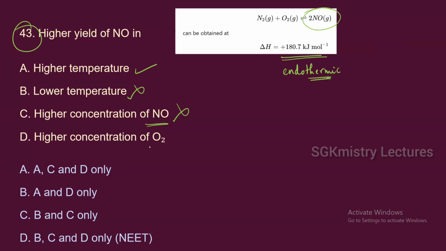Higher concentration of O2, yes, of course, if you increase the reactant concentration, more and more reactants can combine to form the product. That is, NO is a product. So in case of the conditions mentioned in A and D, the yield of NO will be more. So we have option B as the right answer.